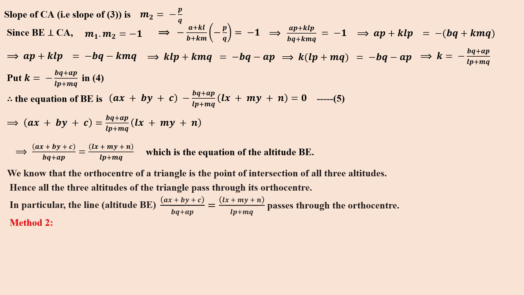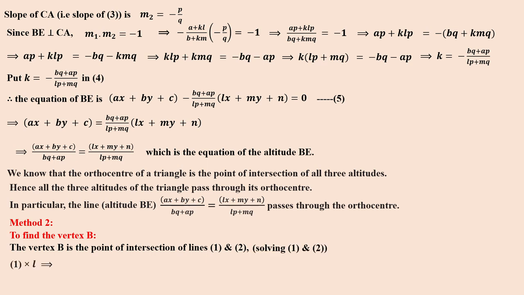So next method: to find the vertex B. The vertex B is the point of intersection of the lines 1 and 2. Solving 1 and 2, so 1 into L: LAX plus LBY plus LC equal to 0, that is equation number 4. This is another method, don't confuse it with that 4. So 2 into A: LAX plus MAY plus NA equal to 0, this is equation number 5.